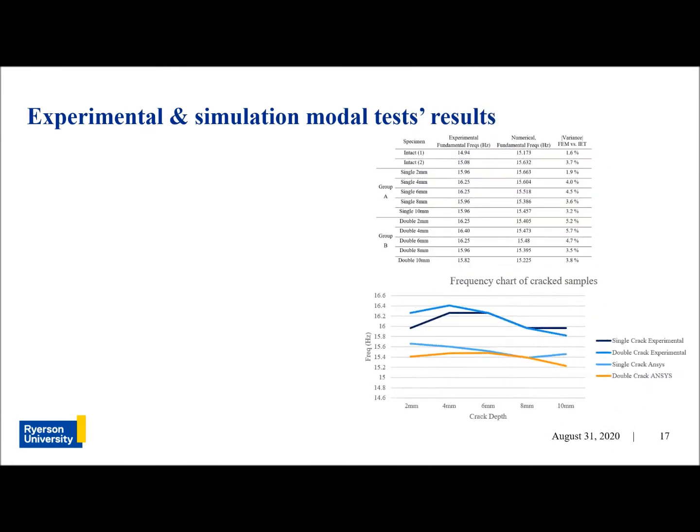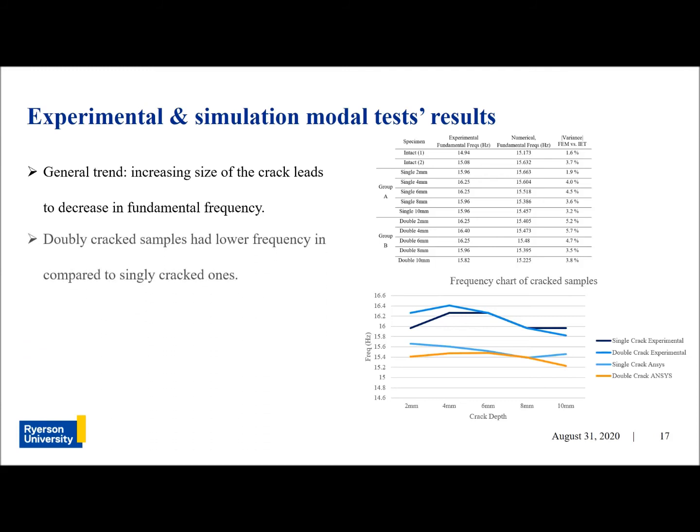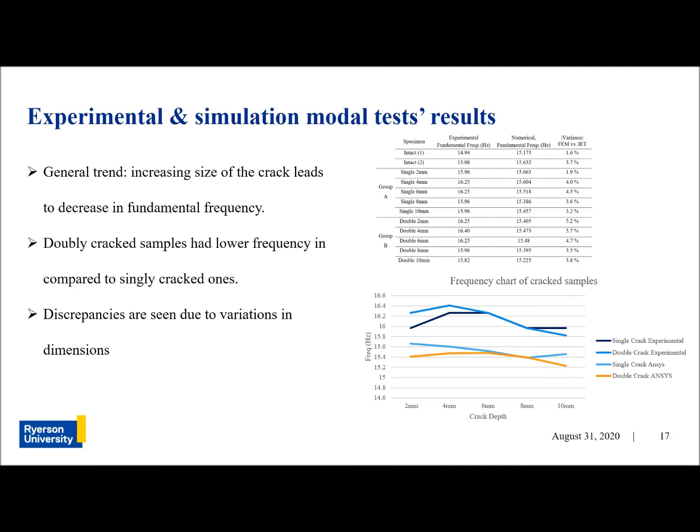As can be seen from the tabulated and graphed data, the general trend shows that as the size of the crack increases, the fundamental frequency decreases. In addition, a doubly cracked specimen exhibits a lower frequency when compared to a singly cracked one with a similar defect size. However, some discrepancies can also be observed, which could be attributed to small changes and variation in dimensions of printed specimens measured and included in the FEM models.